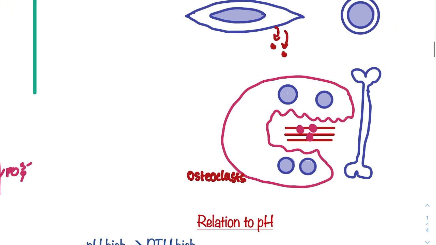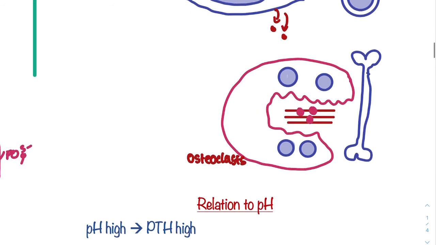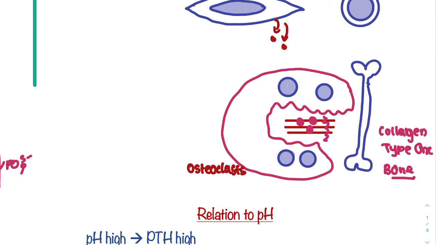So what happens is, the osteoclasts will destroy the collagen. And remember, collagen type 1. So in bone, we have collagen type 1. And once the collagen is destroyed, the organic matter is destroyed, these calcium and the phosphates will be released into blood.